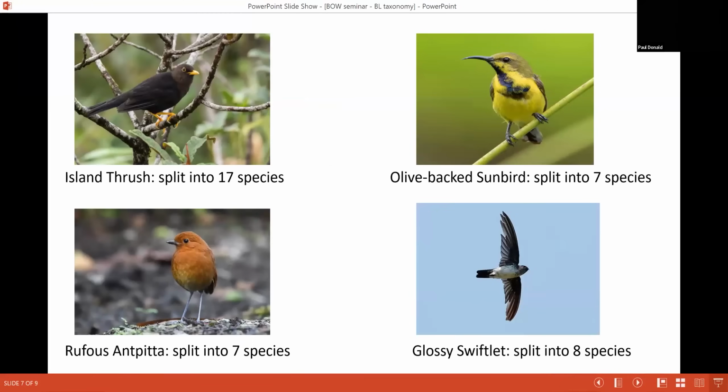I mean, these are some of the AviList decisions that affect us. So island thrush, AviList has split this into 17 different species, whereas previously all of the checklists regarded it as a single species. Olive-backed sunbird, 7 species. Rufous antpitter requires us to split it into 7 species. I think it required Clements to split it into even more species. Glossy swiftlet, 8 species. So this is just 4 cases, and we've already amassed 39 new species concepts that our Red List team have to assess.